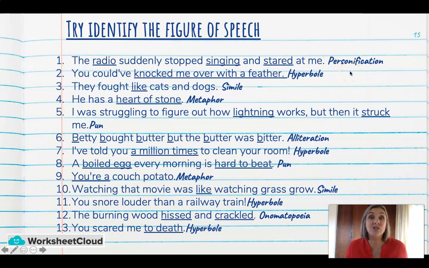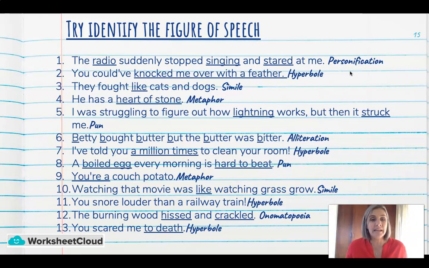Number 2, you could have knocked me over with a feather. So especially if you run something like the Comrades Marathon and you're so exhausted afterwards, you're completely exaggerating that somebody could actually literally just touch you with a feather and you'd fall over. A feather can't really do much, but it's exaggerating how tired you are and how easily it would be to knock you over. Then if we're looking at number 3, they fought like cats and dogs. So there's your simile using the word like, comparing they, perhaps it's a brother and a sister, hopefully not you, fighting like cats and dogs, because cats and dogs normally are opposites and don't really get on.